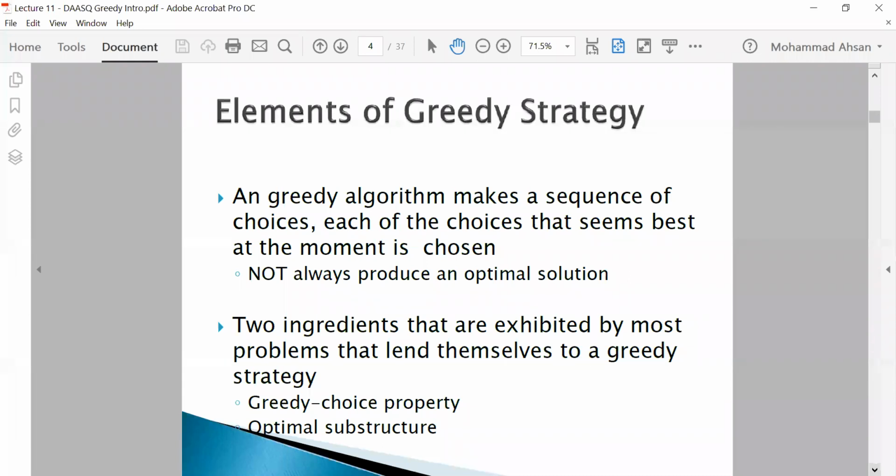Like I said, make a sequence of choices, and at every point when you have to make a choice, take the best choice possible. So it will not always produce an optimal solution, but it tries to give you one. It's a very basic human approach: at every stage you select what seems best to you. When we are using the greedy method, there are two things we have to take care of.